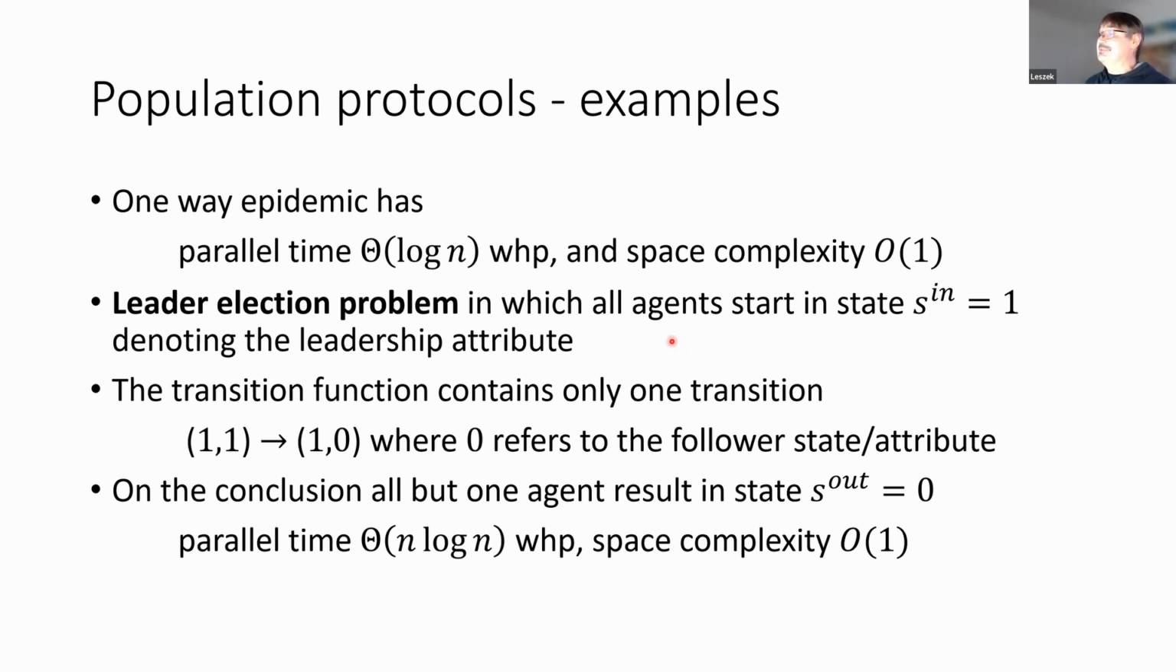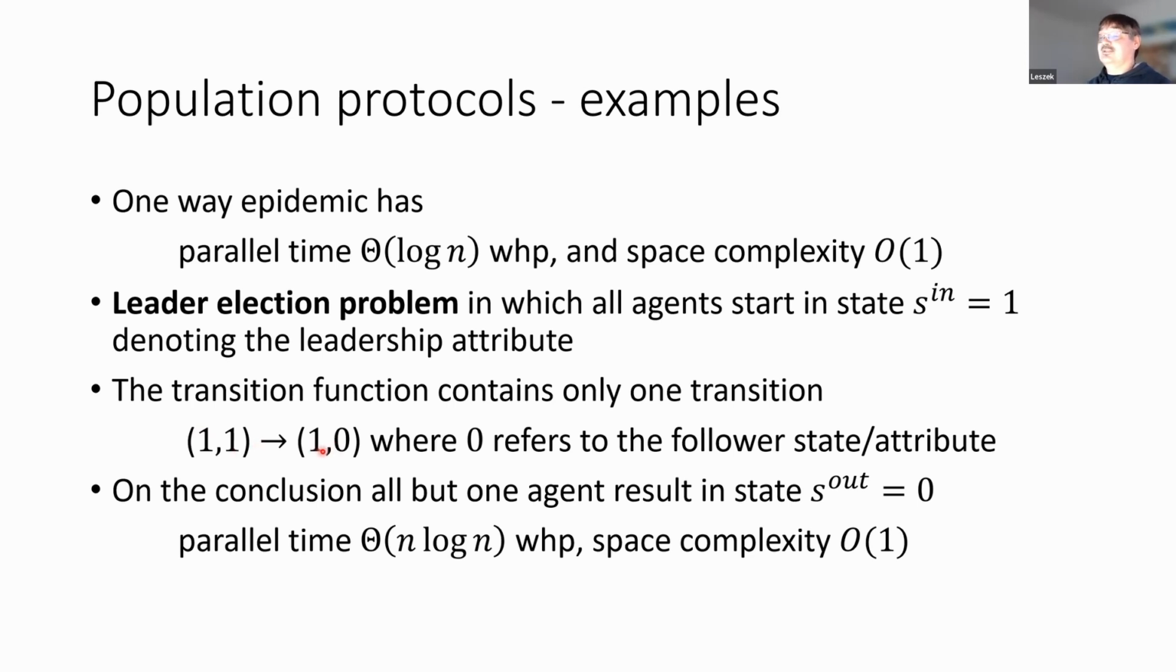Okay, so what other problems can be solved? Problems that we will also need in this presentation. So, for example, leader election. In leader election, initially everyone is a potential leader. So this is the initial configuration. In the final configuration, we want to be left with only a single leader. So only one agent is in state 1 and every other agent is in state 0, referring to the follower attribute. In this case, the transition function is very simple.